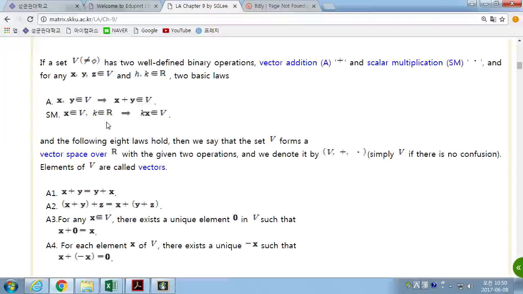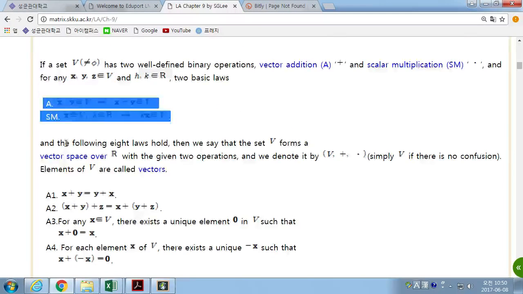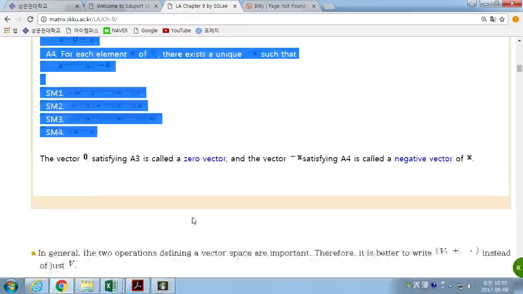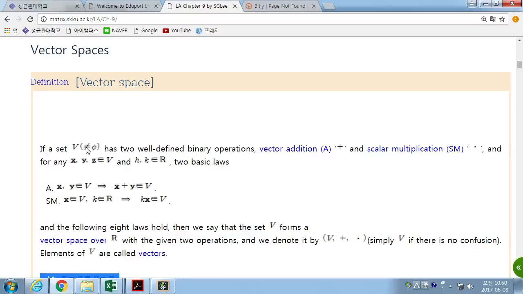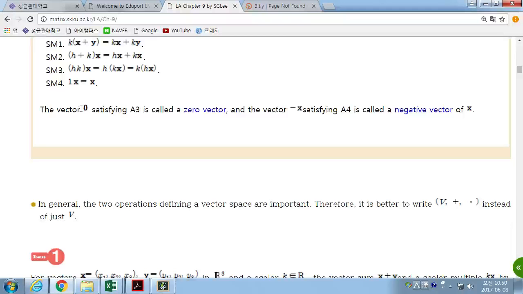So anyway, this non-empty set satisfies these two basic laws and these 8 operational properties, the 10 properties. Then we say this non-empty set with these two operations forms a vector space. In this case, the 0 in A3 is called the 0 vector, and minus x in A4 is called the negative vector of x.